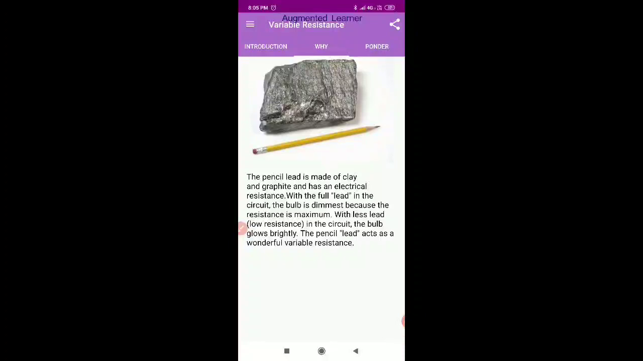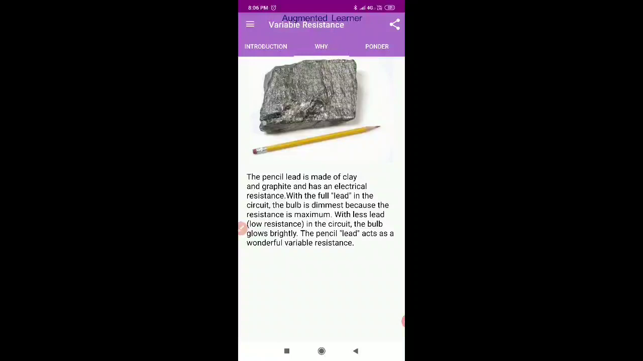Now, explaining the reason behind it. The pencil lead is made of clay and graphite and has an electrical resistance. With the full lead in the circuit, the bulb is dimmest because the resistance is maximum. With less lead, there is low resistance in the circuit and the bulb glows brightly. The pencil lead acts as a wonderful variable resistance.